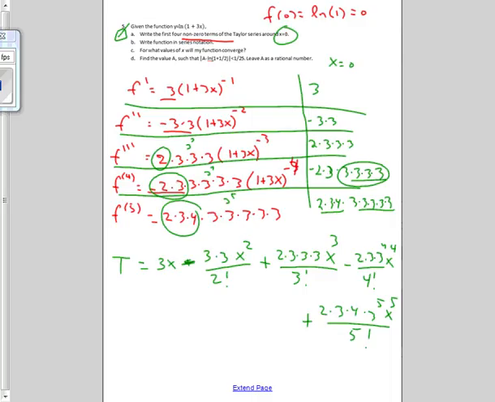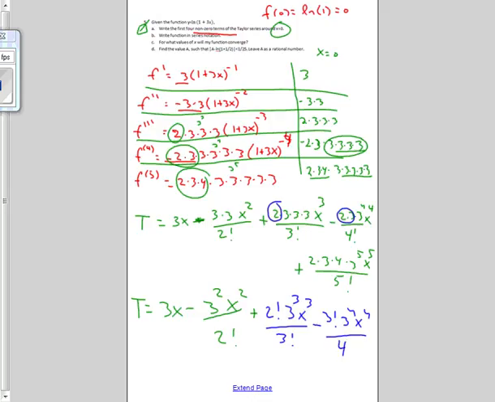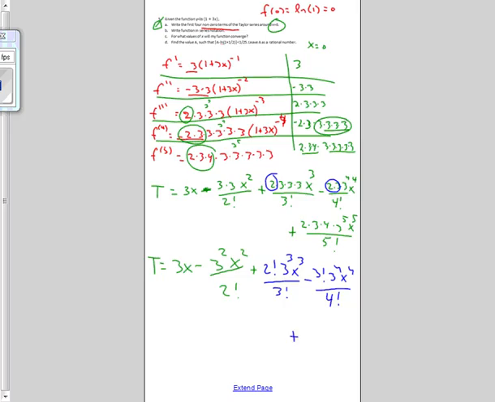And when writing it like this, now all of a sudden we're like, okay, I see the pattern. So we have T equals 3x minus 3 squared x squared over 2 factorial plus 2 factorial 3 cubed x cubed over 3 factorial minus 3 factorial 3 to the fourth x to the fourth over 4 factorial plus 4 factorial 3 to the fifth x to the fifth over 5 factorial.